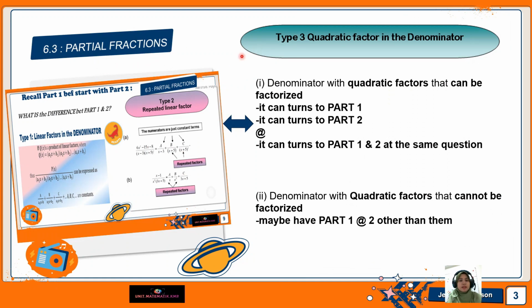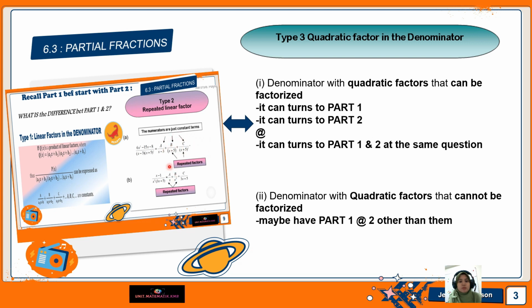Before we go to type 3, let's look at what we have for type 1 and type 2. Type 1 we have linear factors only. So for linear factors you can just separate them with the constants A, B, C. For type 2, repeated linear factors, you have the linear factor inside and the power outside. So for this one, as you can see here, x plus 5 power of 2, you will rewrite them as x plus 5 power 1 plus x plus 5 with power of 2, with different constants.